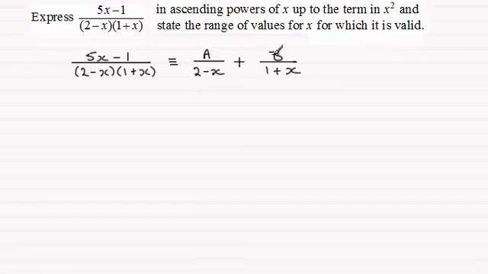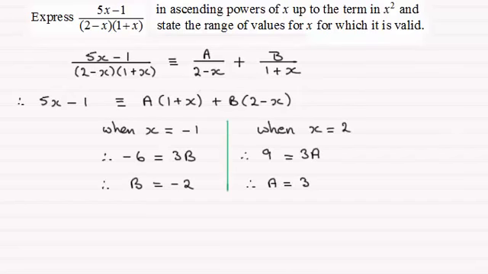And in order to find out what a and b are, we multiply both sides by the denominator here. If you do that, you'll end up with 5x minus 1 being identical to a times 1 plus x plus b times 2 minus x. Now if you've watched tutorials on this in the past, you'll know that we choose appropriate values of x to make each of these brackets 0. x equals minus 1, and for this one x equals 2. And if we do that, you get these results. When x is minus 1, you end up with b being equal to minus 2, and when x is 2, you end up with a being equal to 3.